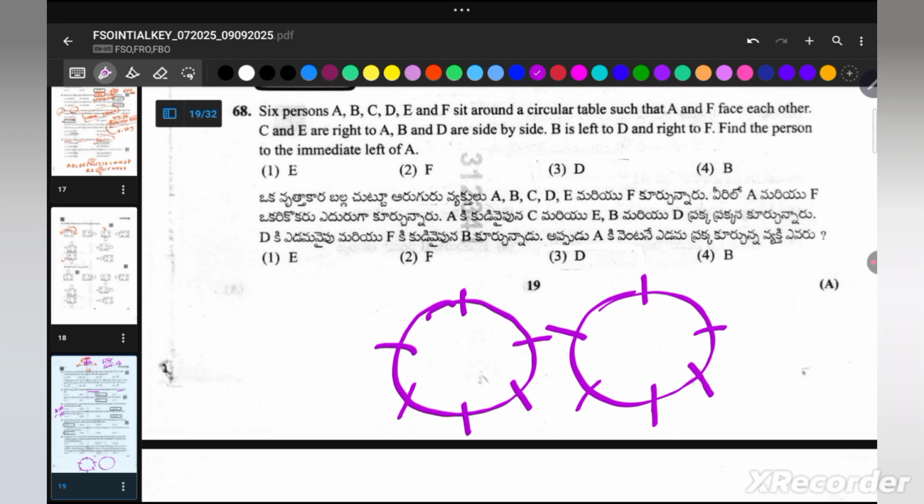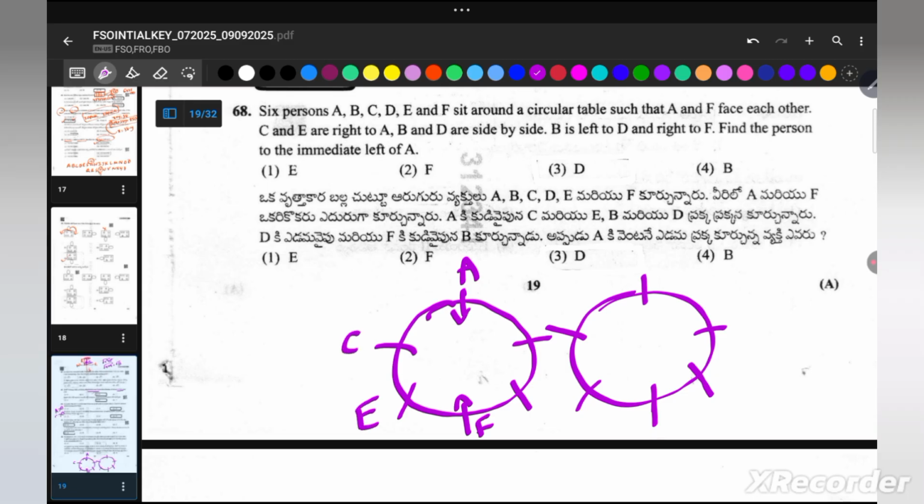Okay. Around a circular table, A and F face each other. Let us take this one. A, F face each other. C and E are to the right of A. So these positions are C and E. Let us take that.